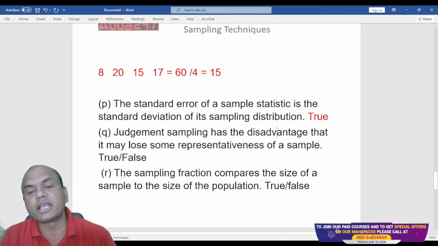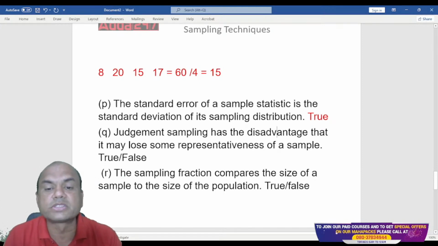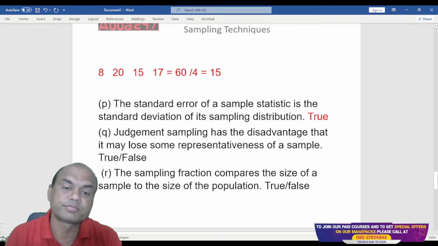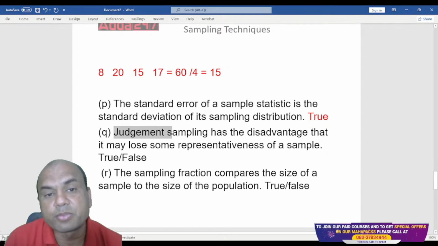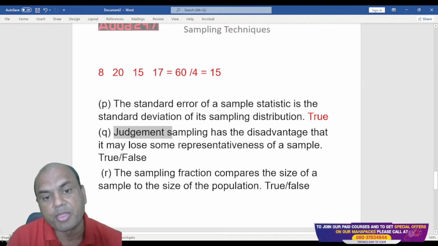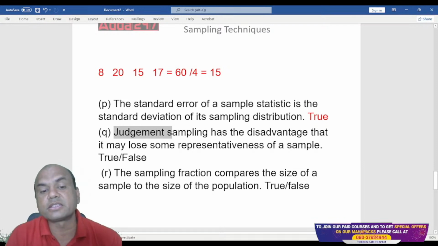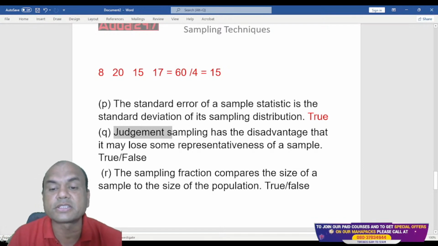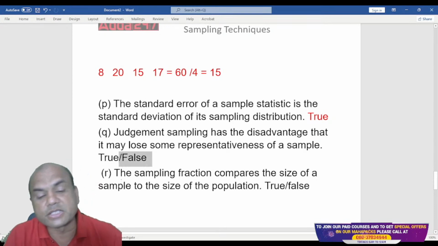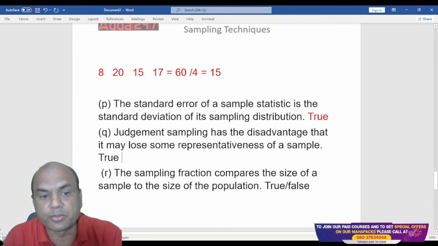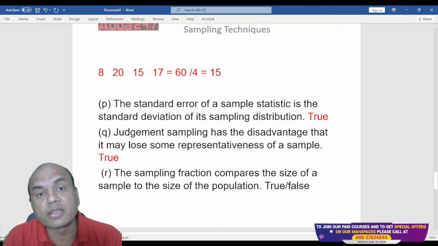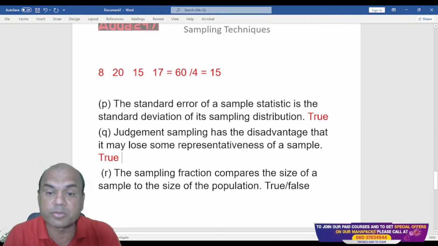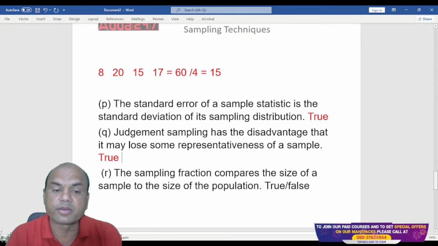Judgment sampling has the disadvantage that it may lose some representativeness of the sample. What is judgment sampling? There are 2 types of sampling: one is probability, second is judgment. That is true, because judgment is based on the individual's judgment. Suppose I am the judge, I feel something is right, but there may be other things which are out of my purview or out of my thinking, but they may also be right.